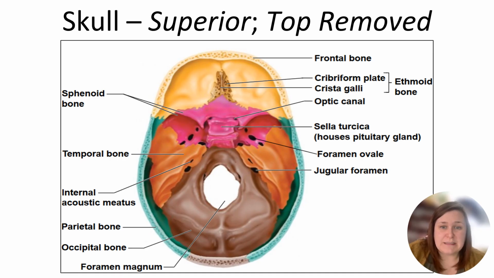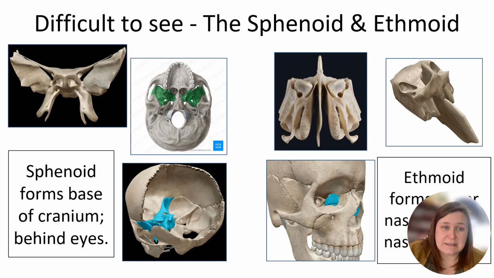And then here is another view of this with the top of the skull removed. So before you were looking from the bottom up, now you're looking from the top down. So just lots and lots of different angles for you all so that you are able to see this a different way. Here's your very, very difficult to see bones. So the sphenoid is going to form the base of the cranium behind the eyes. It's really hard to see on our models, but on this one, this little 3D cutout right here, it is way easier to see. And your ethmoid is going to kind of form the back area of those nasal passages.